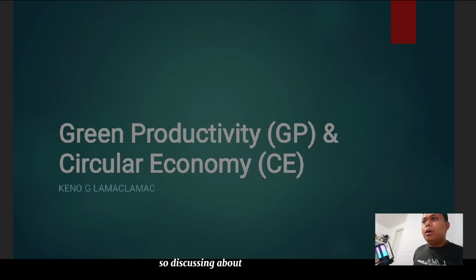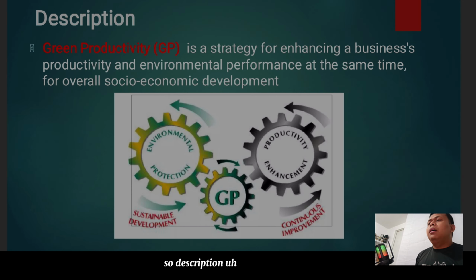So, discussing green productivity and circular economy. First, the description. Green productivity is basically a strategy for enhancing productivity, environmental performance, and at the same time, overall socio-economic development. It is a system or a technique that was created or formulated.